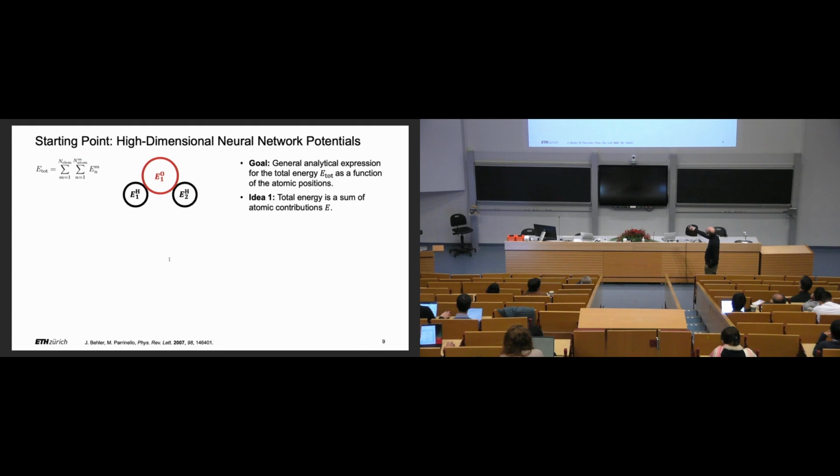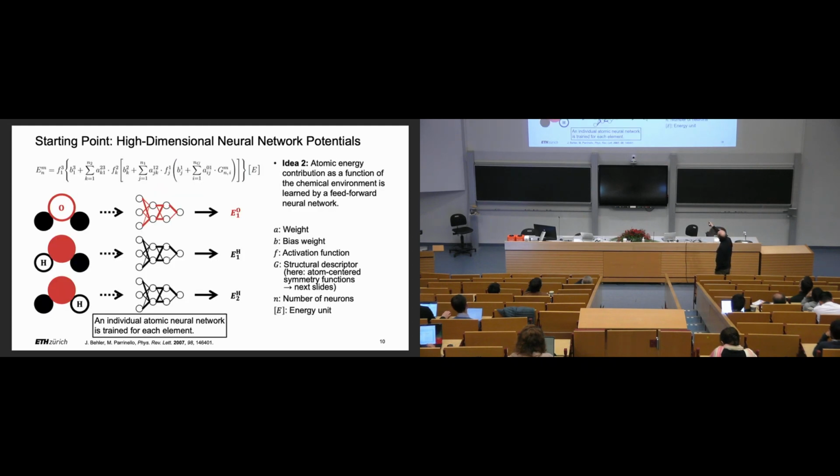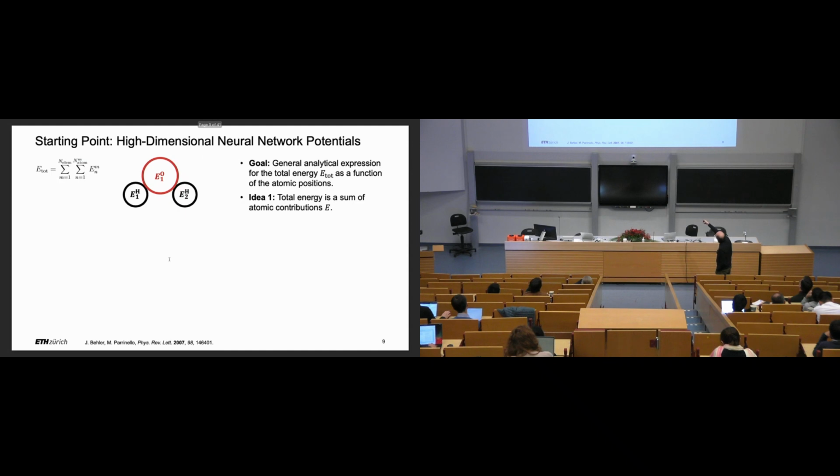So let's look into machine learning potentials. This is a starting point. This is our electronic energy. We decompose it in this way, right? So the idea is that the total energy is the sum of atomic contributions. And there's this classic paper by Behler and Michele Parrinello from 2007, which made this idea work.